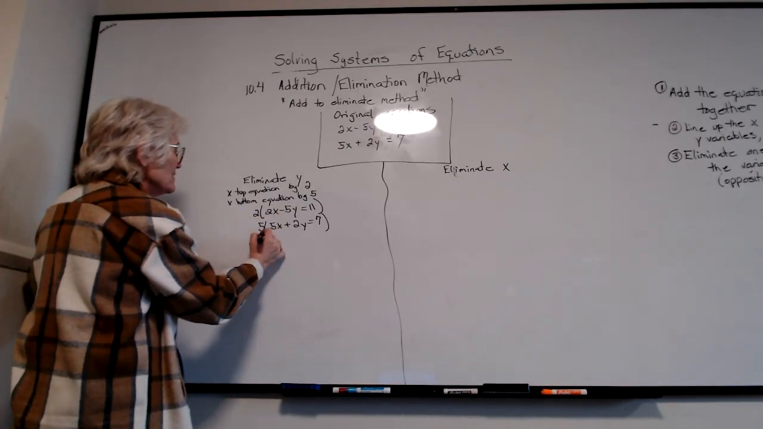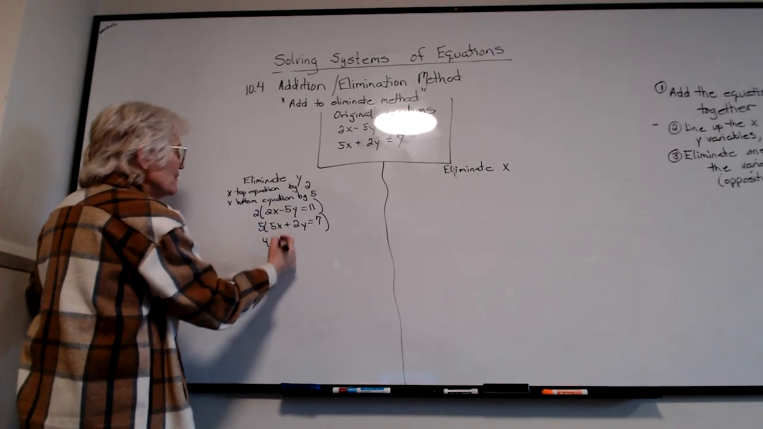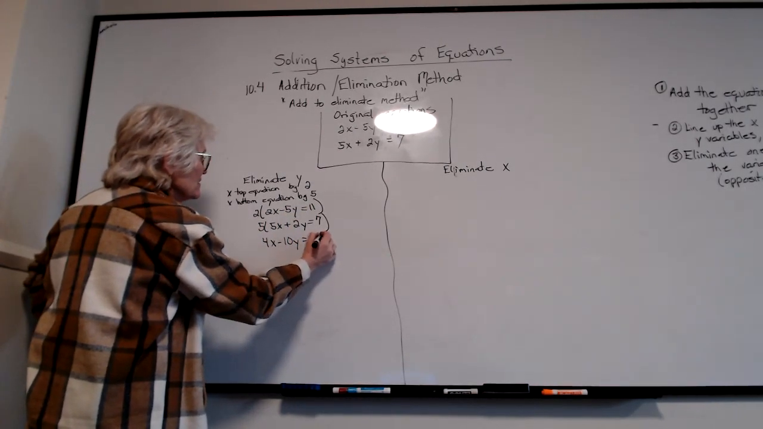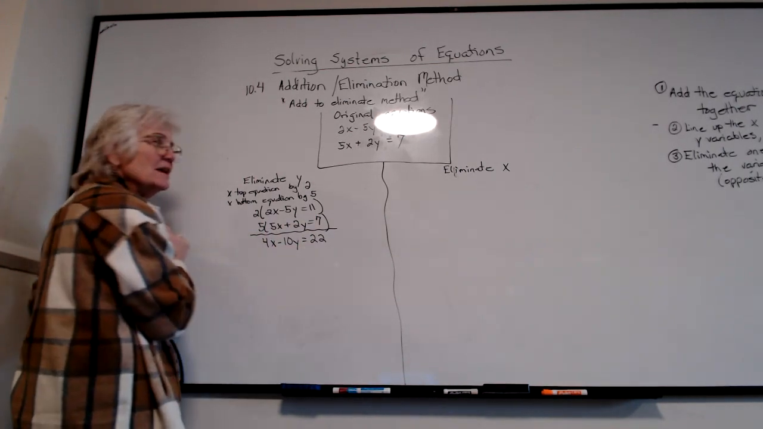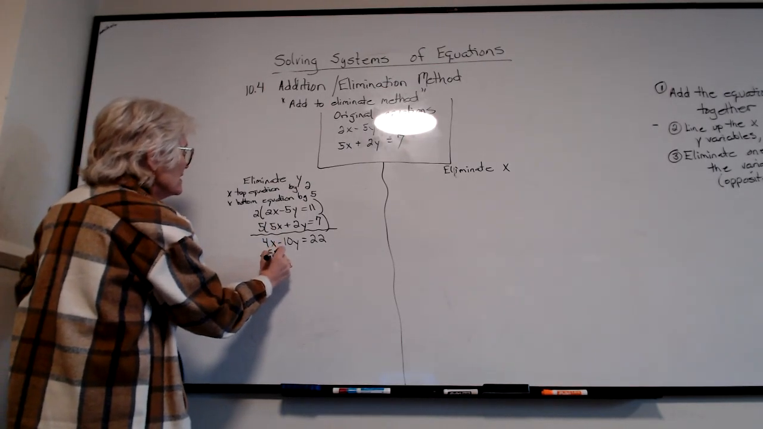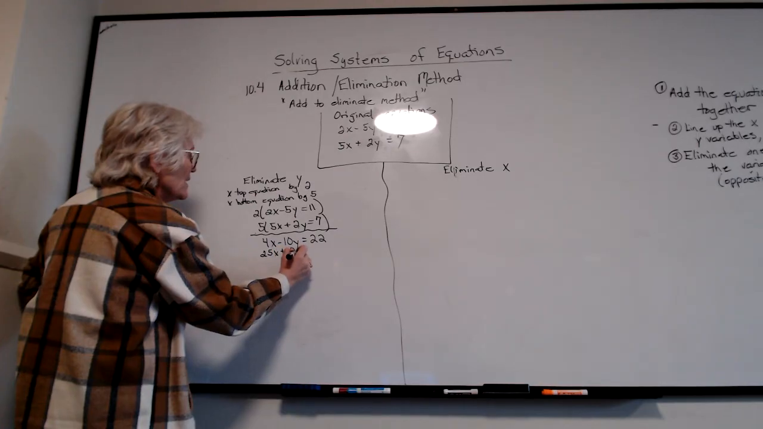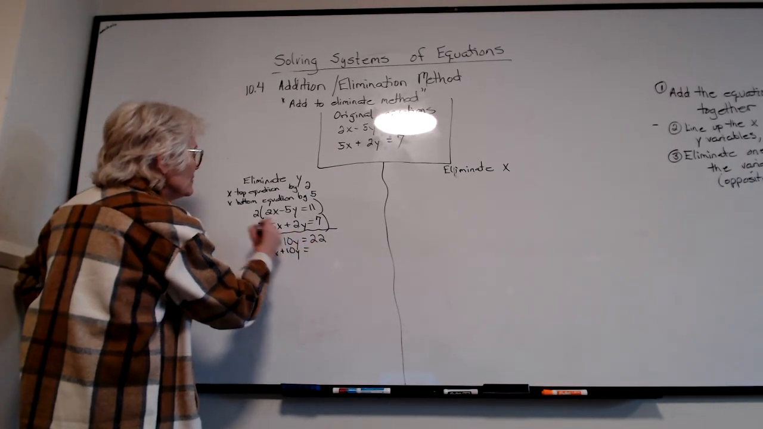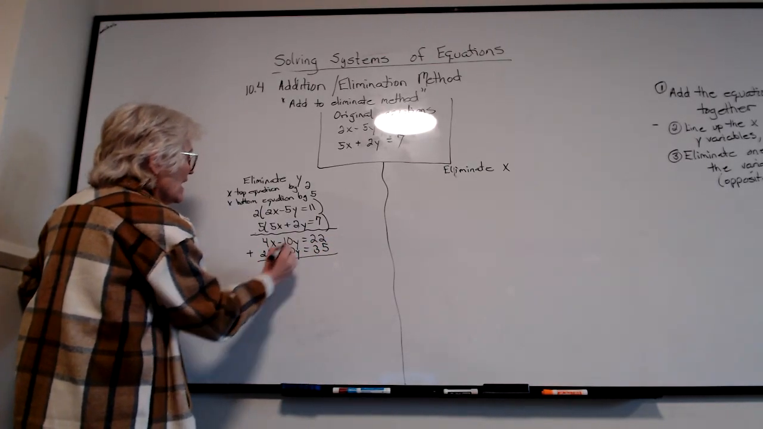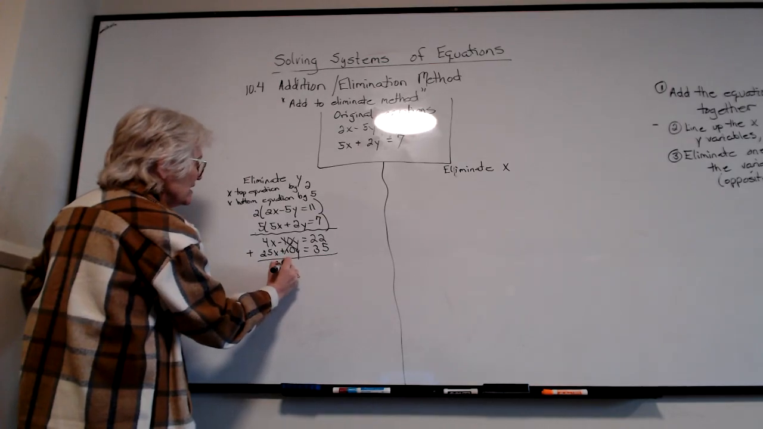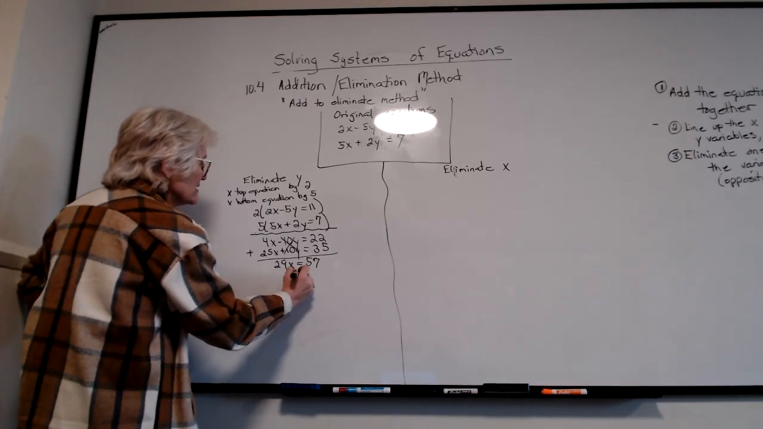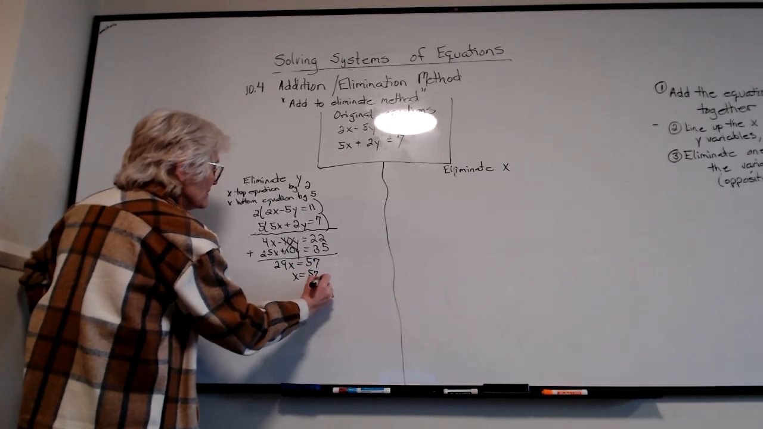Now, do my multiplication. 2 times 2 is 4x. 2 times negative 5 is negative 10y. 2 times 11 is 22. I like to draw a line between them so I can see. 5 times 5 is 25x. 5 times 2 is positive 10y. Good, they eliminate. 5 times 7 is 35. Now I can add. I get 29x equals 57. x is equal to 57/29.